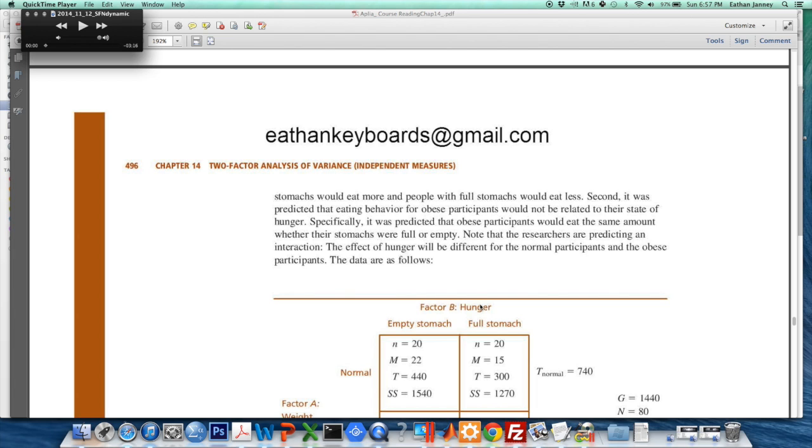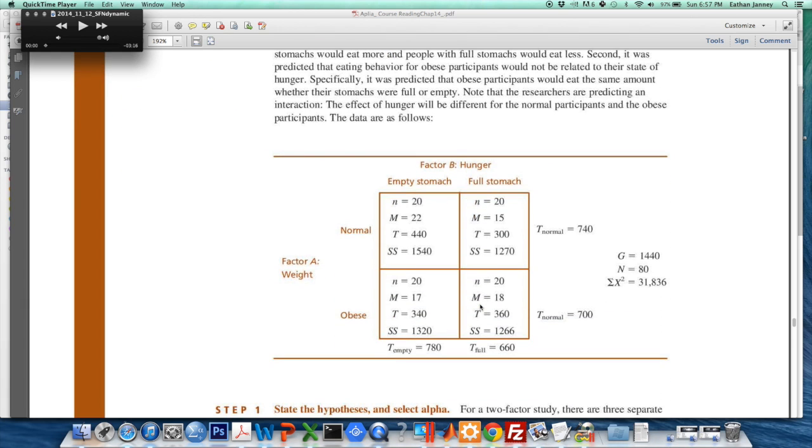Data are as follows. Okay, so here we see data. It's similar to what we were looking at with one-way ANOVA. We're given small n's. These are the treatment sizes for each of our different samples. Notice that this sample is people who are normal, they're not obese, and they have an empty stomach.